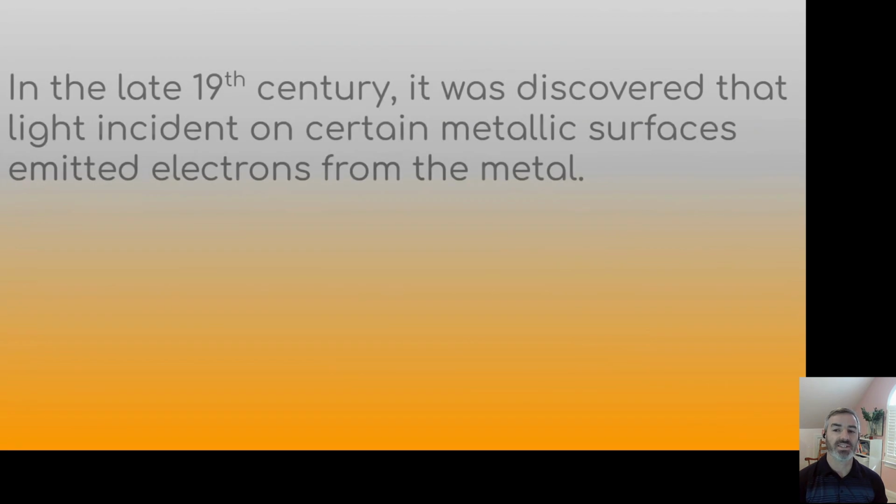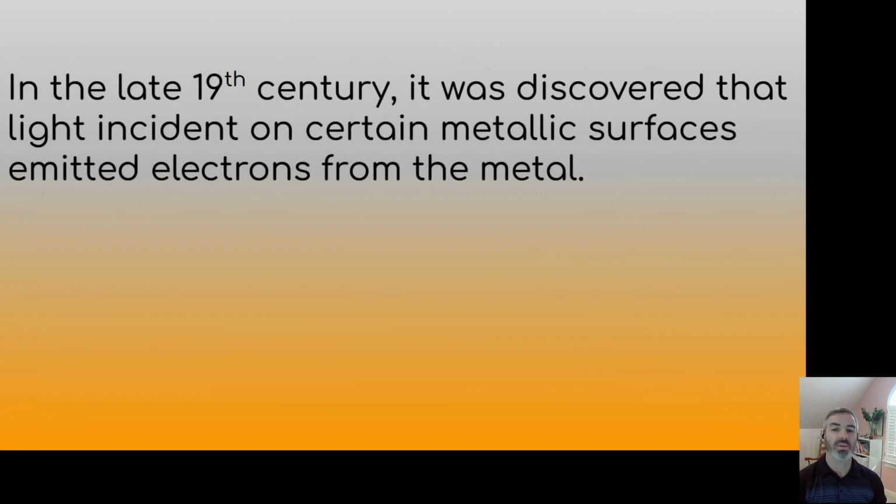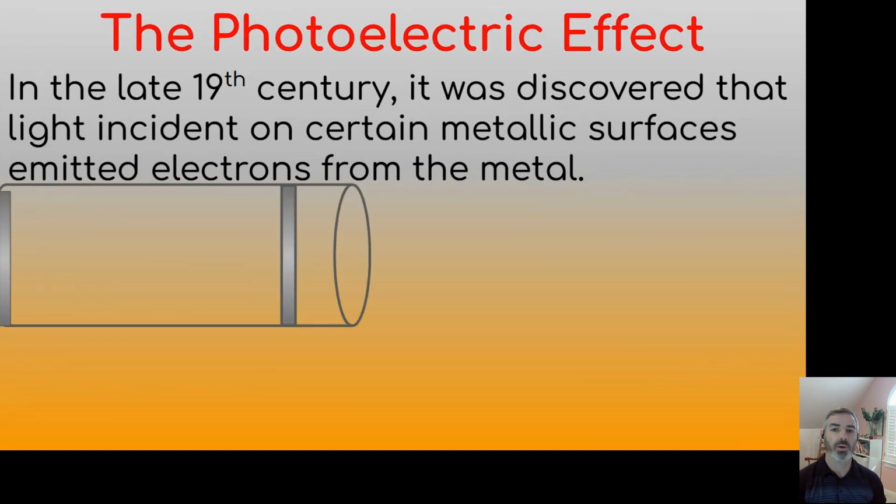Now, in the late 19th century, it was discovered that light that was incident on certain metallic surfaces emitted electrons from that metal surface. And this is known as the photoelectric effect. Now, the way the photoelectric effect works is inside a vacuum tube, you have two metal plates, one of those being the metallic surface that's going to emit those electrons, which is the E label, and then you have a collector plate.